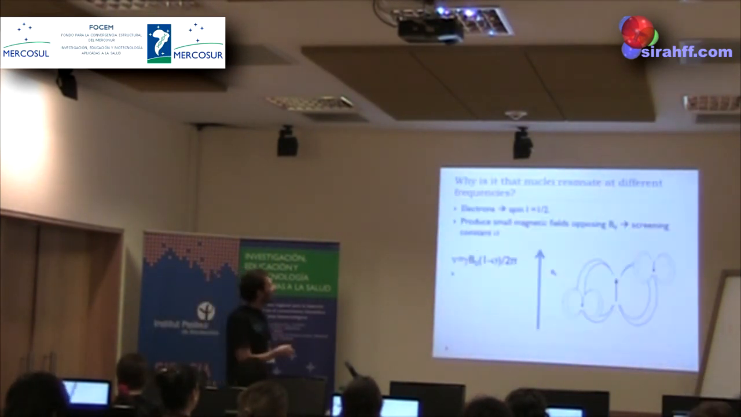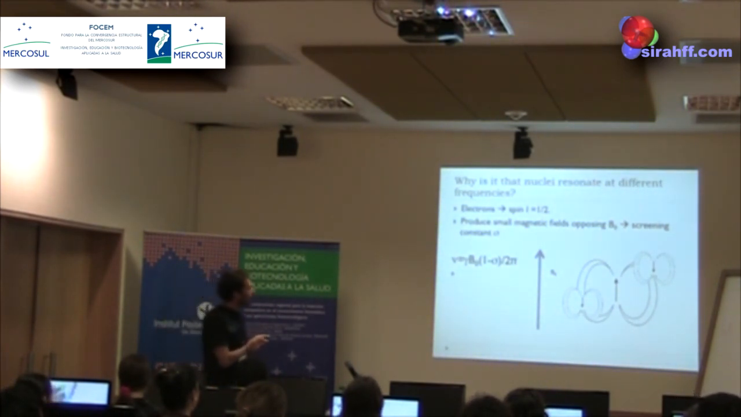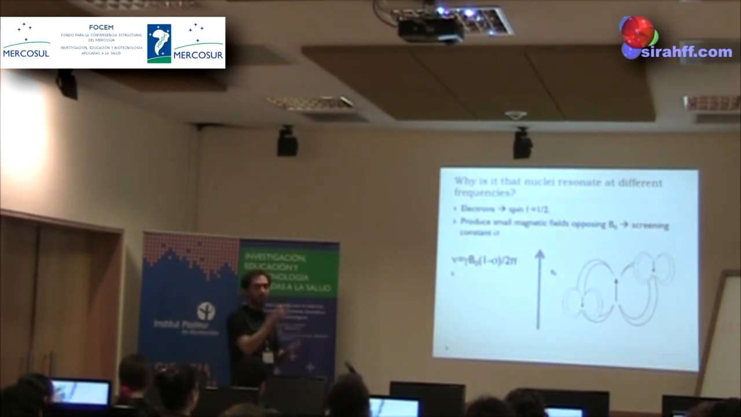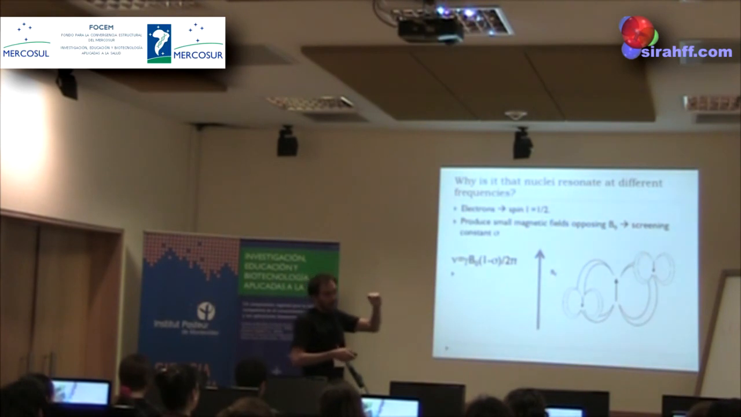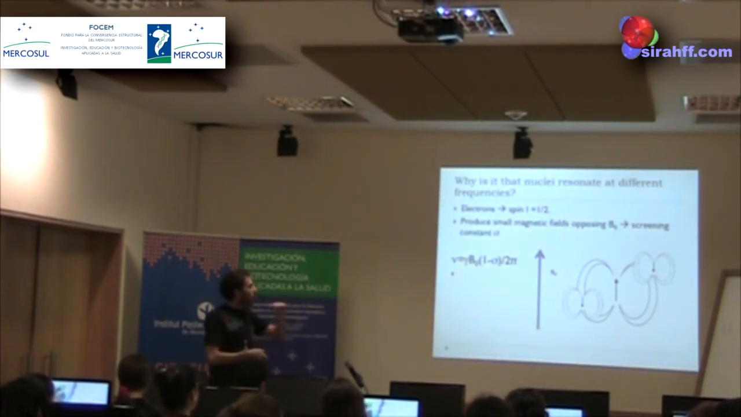The first thing I will tell you is why protons resonate at different frequencies. And the reason is that nuclei are surrounded by an electron cloud, and electrons produce small magnetic fields that oppose the applied field. That can be seen as a screening effect, right? So the effective field at the nucleus is really less than the actual field that you apply.